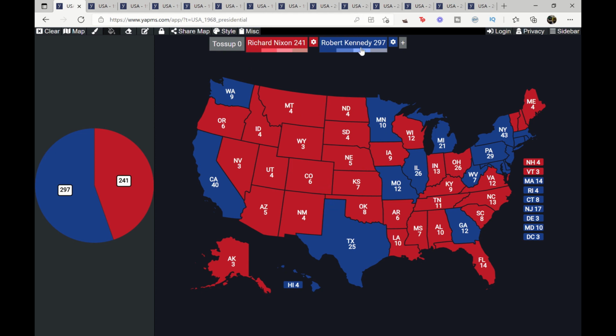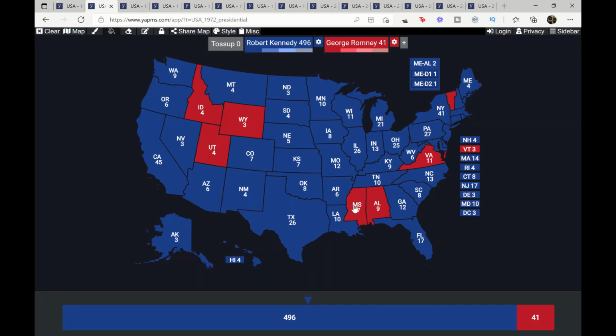Anyway, if Robert Kennedy survived, he beats Richard Nixon in 1968. I did not include George Wallace in the scenario just for simplicity, as some of you asked in the comments. Anyway, if we go to 1972, I think that Kennedy's challenger would be George Romney.